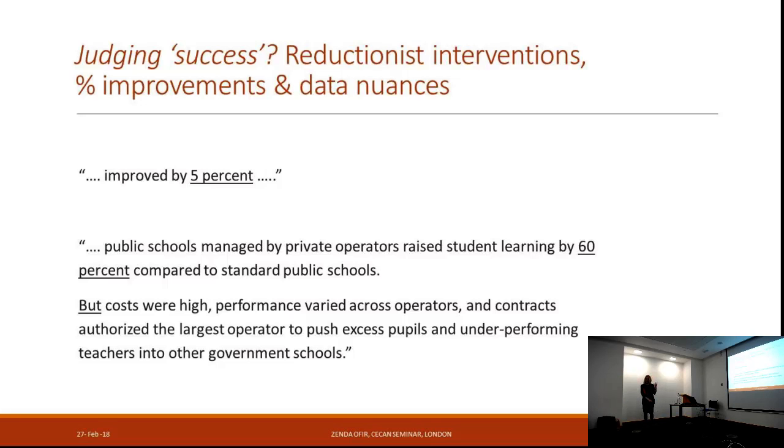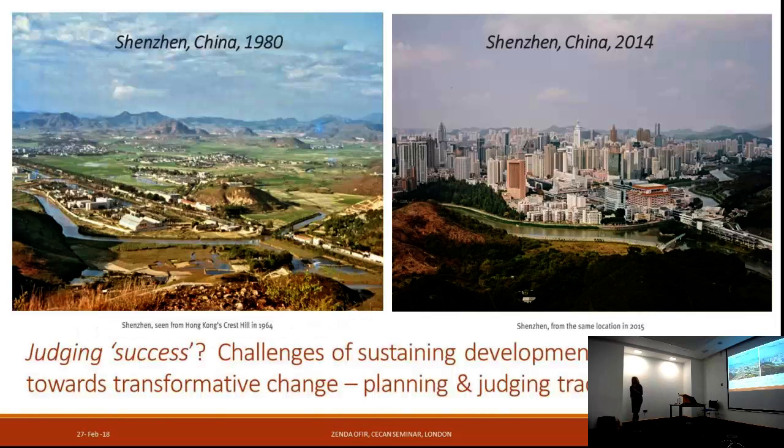Similarly, again, nuances in data that need to be carefully thought through, negative consequences. Public schools, this is just a quote from an evaluation. I didn't put the reference there, I see. Something improved by 60%, right? It says charter schools raised student learning by 60% compared to public schools, but the costs were high. Performance varied across operators. Contracts authorized the largest operator to push pupils who don't perform back to public schools, right? If we don't evaluate for those things, if we're not alert to them, we would think it's a massive success, 60% increase. So, it comes back to what we evaluate and on what basis.